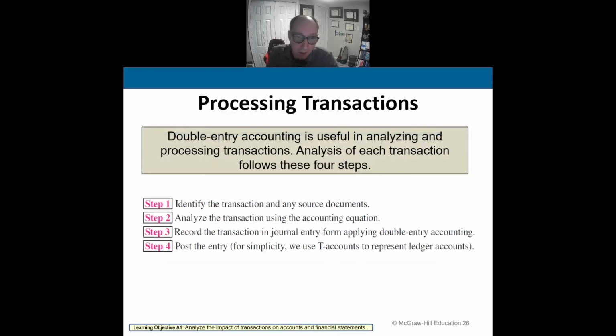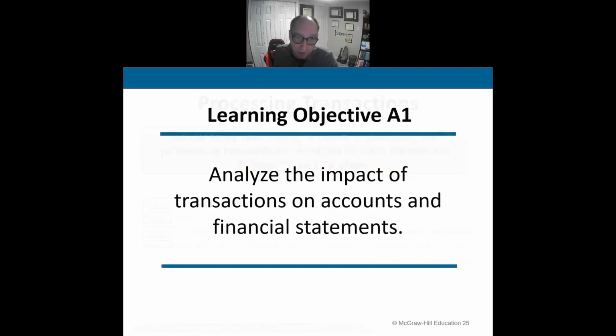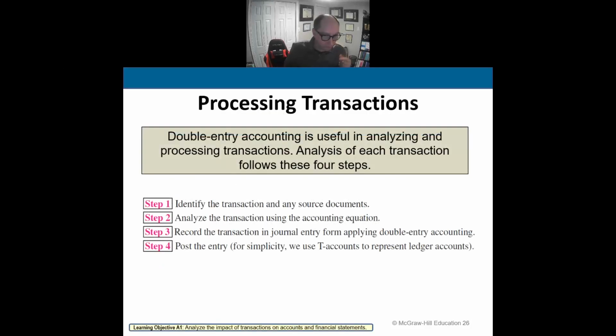What is the impact of these types of transactions on our financial statements? The financial statements are generated based off of transactions, right? Everything starts with a transaction. In business, everything starts with a transaction. A company starts with a transaction. So therefore, everything starts with a transaction.